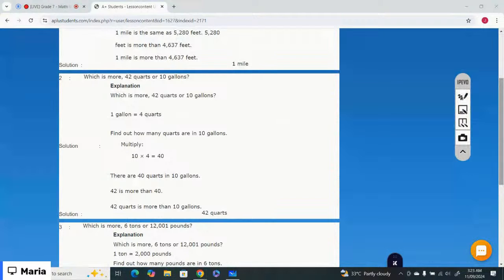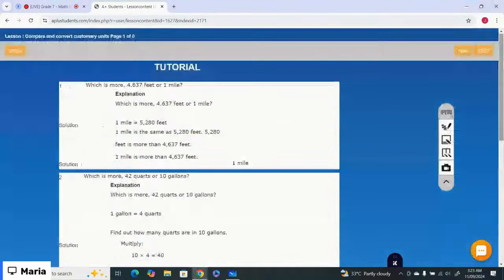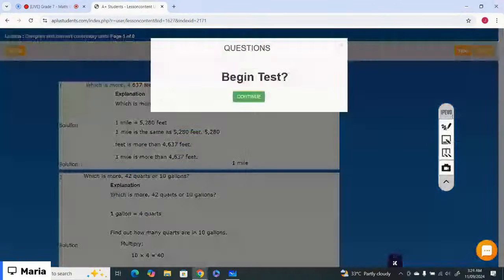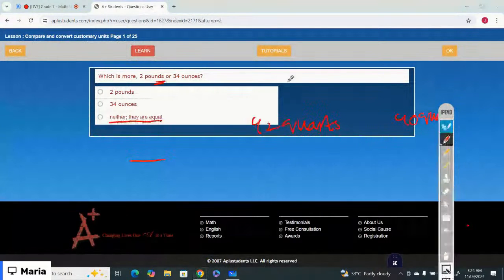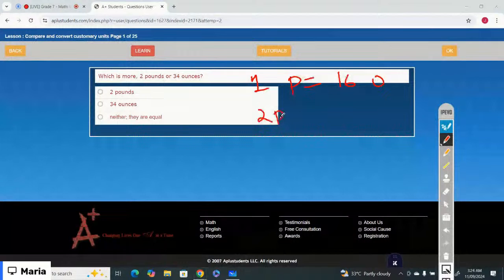Let's just start with the test questions, right? The basic units, you need to note them down, because we are going to use these on these test questions, right? Okay, which is more, 2 pounds or 34 ounces? 1 pound equals 16 ounces. This is actually the basic unit. So then 2 pounds equals 2 times 16, that is 32 ounces. So which is more, 32 ounces or 34?